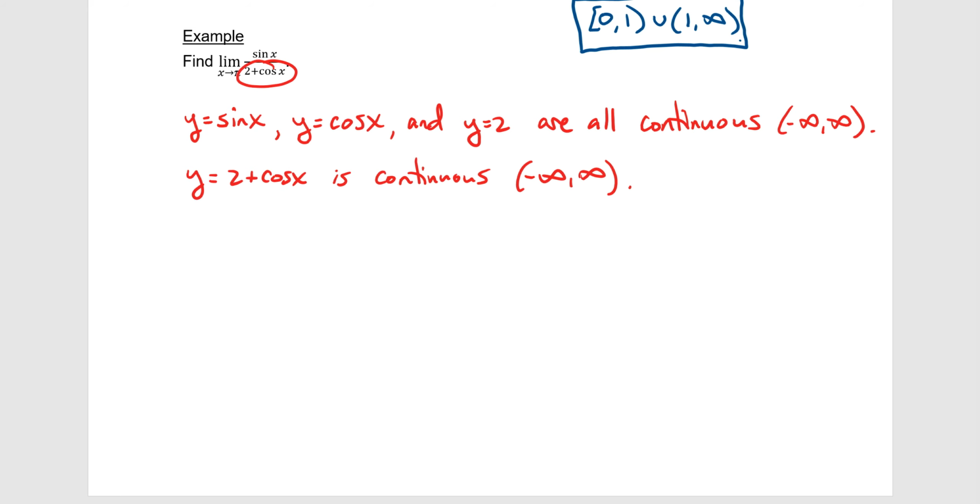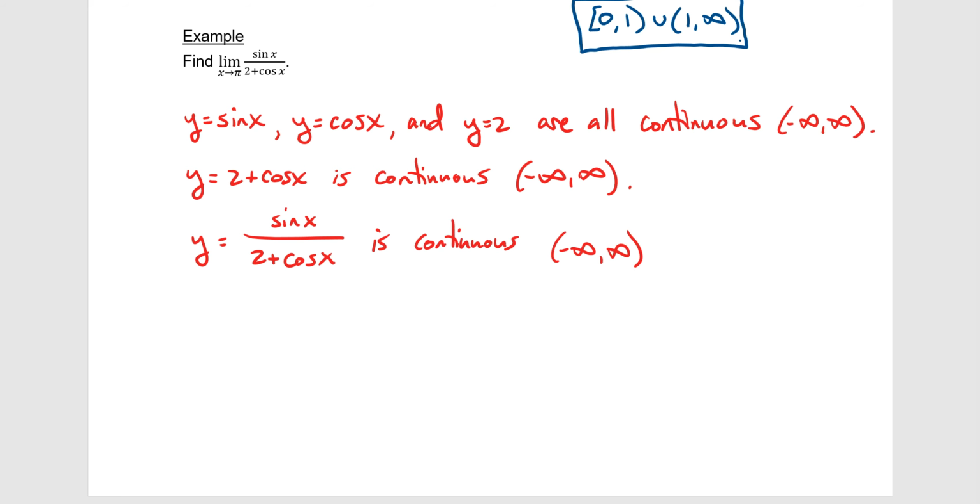And since 2 is continuous and cosine is continuous, the sum of two continuous functions is continuous. This is going to be continuous from negative infinity to infinity. And then the last thing we need to do is the function as a whole. So notice we start one at a time and then kind of build up until we get the whole function. And we know that this is continuous from negative infinity to infinity.